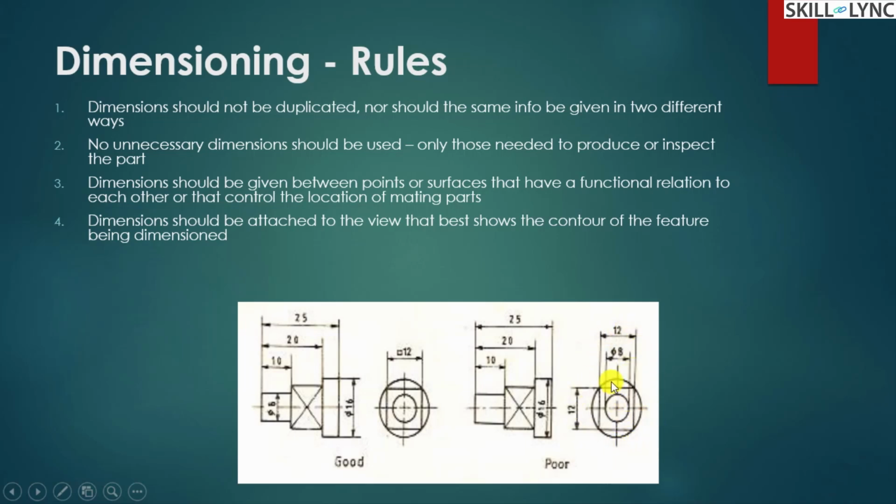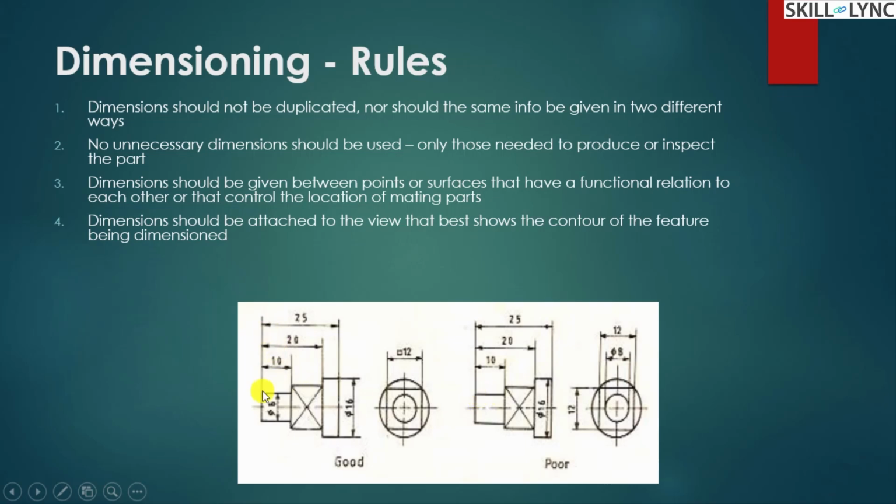So it means that this information is captured in this form, wherein it is represented by a square mark and a cross mark. So this will denote that this is going to be a square element, wherein these two faces are going to be circular elements. So you must always attach the dimension to the view that best shows the contour of the feature being dimensioned, and also these dimensions should always be referred to the parts or the surfaces that have a functional relationship.